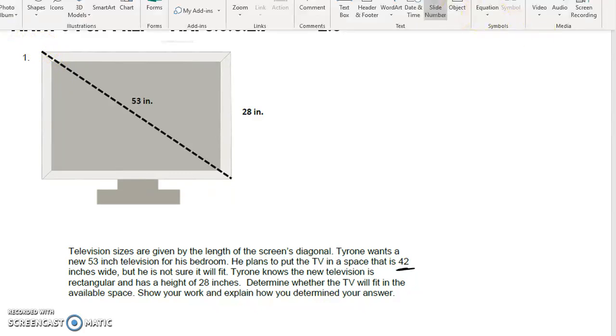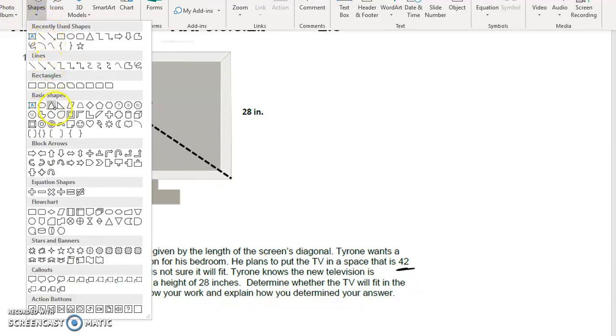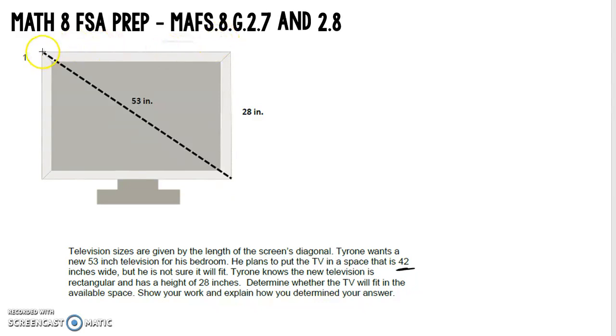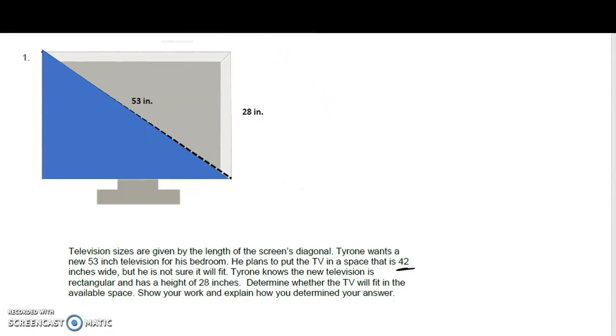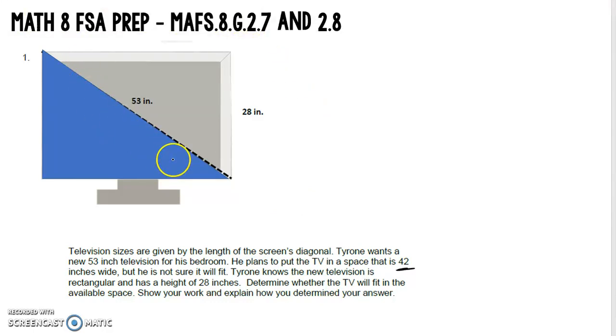So first thing that's really important here is, do you see the right triangle? Well, I have one on each side right here. I have 2 of them. I'm cutting that screen in half. So if I were to be figuring this out, 28 inches is my height on both sides, and 53 is my diagonal. Remember that diagonal is also your hypotenuse. So this is A, B, and C.